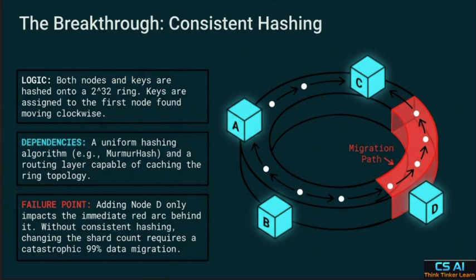The breakthrough for distributed systems is consistent hashing. By mapping both nodes and keys onto a 2^32 ring, we minimize the data movement. Without this, adding a single shard would require a catastrophic 99% data migration across the entire cluster. This is the logic that powers the world's most scalable databases.